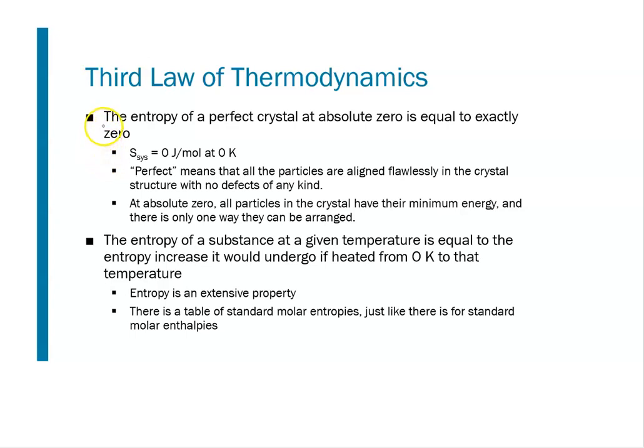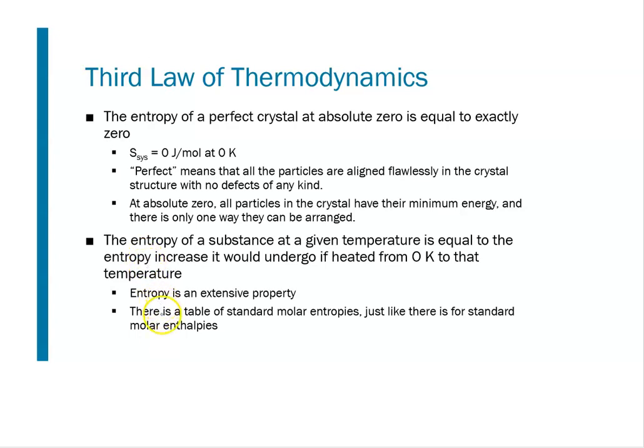All right. So the entropy of any substance that is not a perfect crystal at 0 Kelvin is equal to the amount of energy that it requires to get to that temperature. So how much would the entropy increase if you heat it from 0 to whatever temperature you're looking at? So that is what the entropy change represents for any given substance at any given temperature. So it's just like with enthalpy, delta H, because it's joules per mole, it is an extensive property. The more of something you have, the greater the entropy is going to be. There's a table of standard molar entropies, just like there is for molar enthalpies, which we're going to talk about a little bit later on.